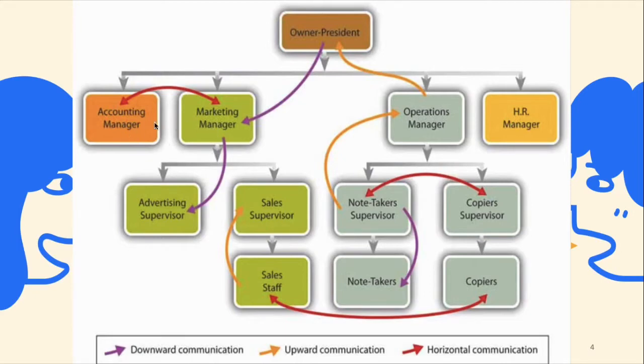How about these two? Since magkapantay lang silang lahat, this one here is an example of a horizontal communication between the accounting manager and the marketing manager. How about the upward communication from the staff towards its supervisor? Same as here, the copiers, and then we have their supervisor for the copiers, the note takers, and their supervisors. That's still upward communication. So here are the advantages of the different communication flows.